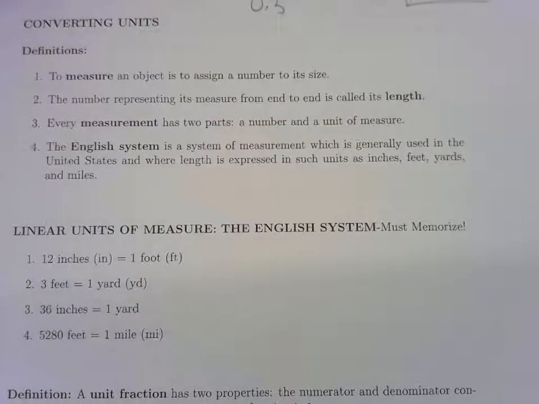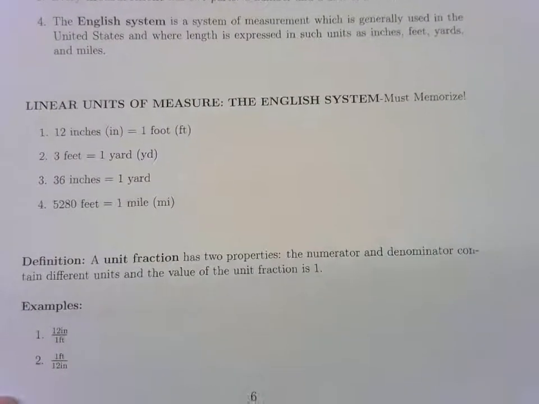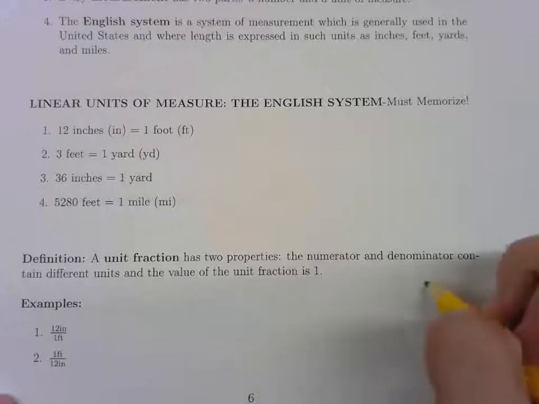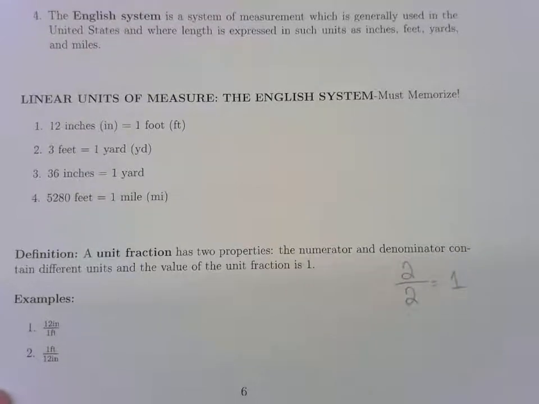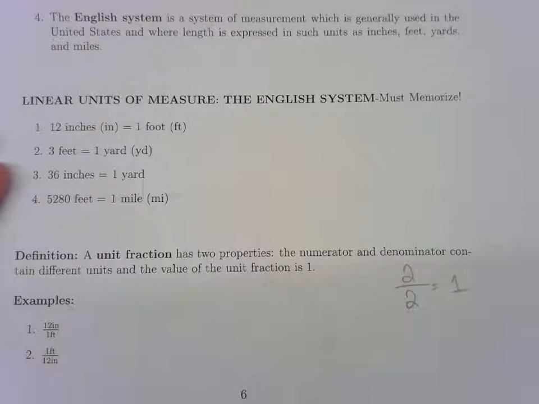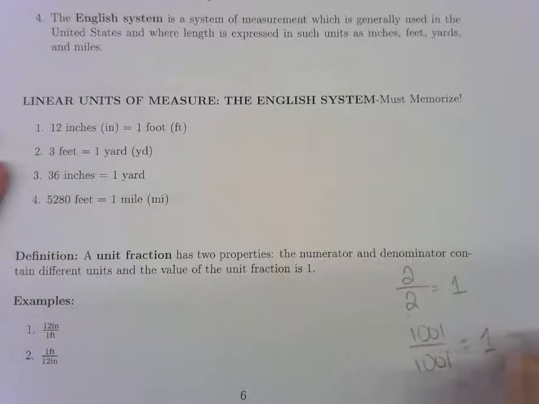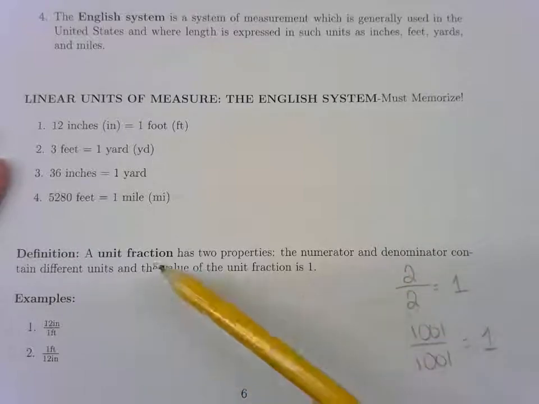Okay, bottom of page 6, we have another definition. It says a unit fraction has two properties. The numerator and denominator contain different units, and the value of the unit fraction is 1. First of all, a value of a fraction being 1 would be something like 2 over 2. The value of that fraction is 1. It doesn't look like 1, but it is 1. Or 1001 over 1001. The value of that fraction is 1. Notice the top and the bottom are the same. So that's going to be the same for a unit fraction.